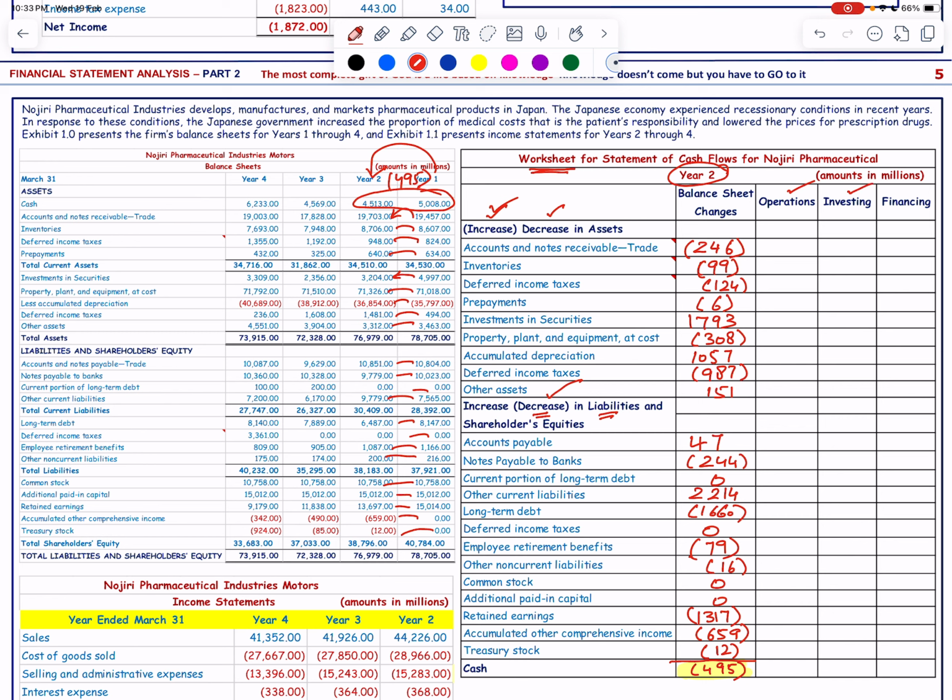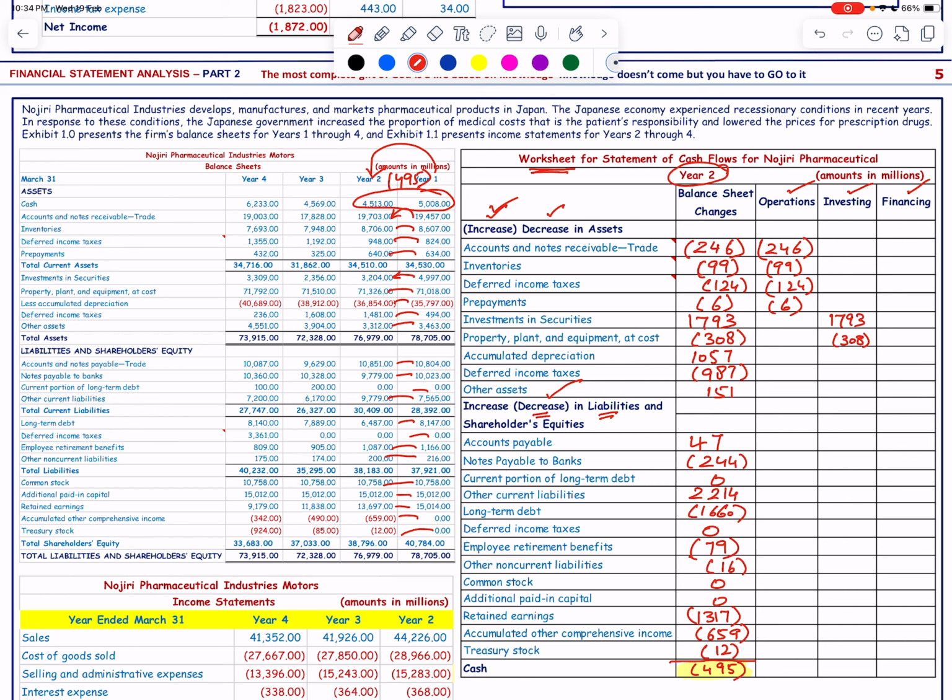and the financing activities. So we have the accounts and notes payable, that is 246. This is an operating activity. Inventories are also an operating activity. Deferred income tax is an operating activity. Then we have the prepayments. This is also an operating activity. Investment in securities is an investing activity, that is 1793. Then property, plant and equipment is also an investing activity, 308.